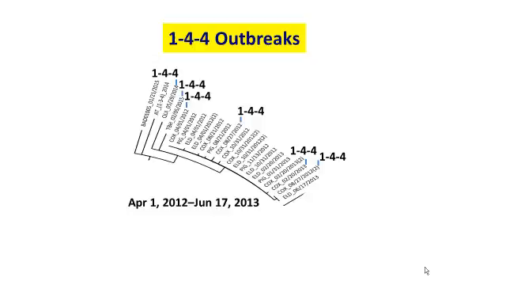It turns out that this little group was from a 144 RFLP outbreak that started April 1st, 2012, and the last sequence was isolated June 17th, 2013. And you can see there's not very much genetic variation here, and they're pretty much all 144s. They're just not changing very much.